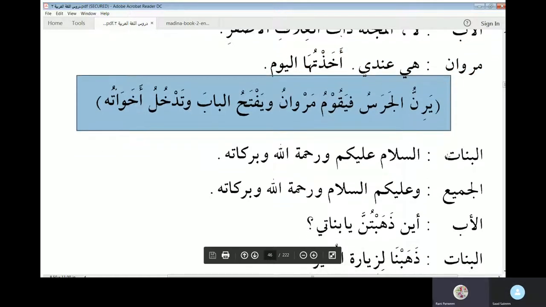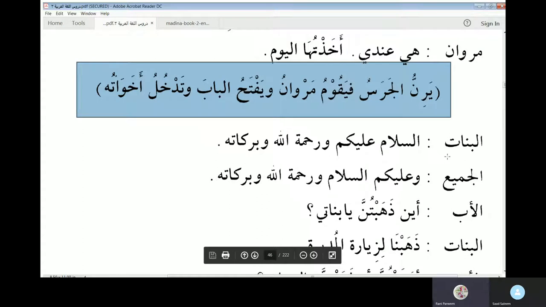Yarinul jarasu fayakumu Marwanu. Jaras means bell; yarinu means it rings. The bell rings. Fayakumu Marwan. So Marwan stands up.